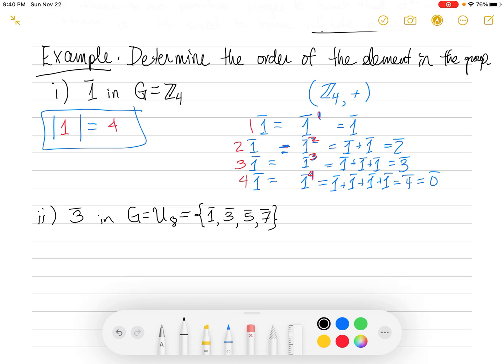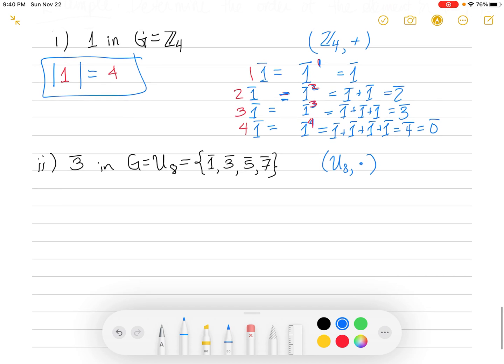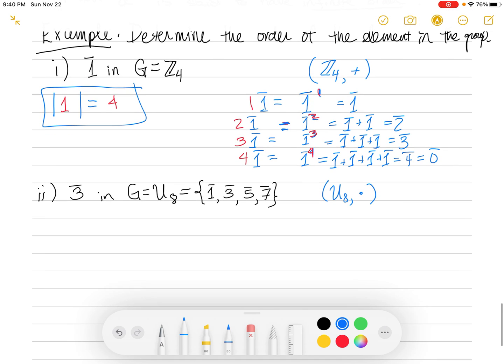And we're modulo 8. So if I wanted to look at 3 bar, this is U8 under multiplication, so we'll stick with the exponential notation. We'll start with 3 bar to the 1 power. That gives you 3 bar. That doesn't get you back to the identity. So here the identity element is 1 bar, this is the identity element right here.